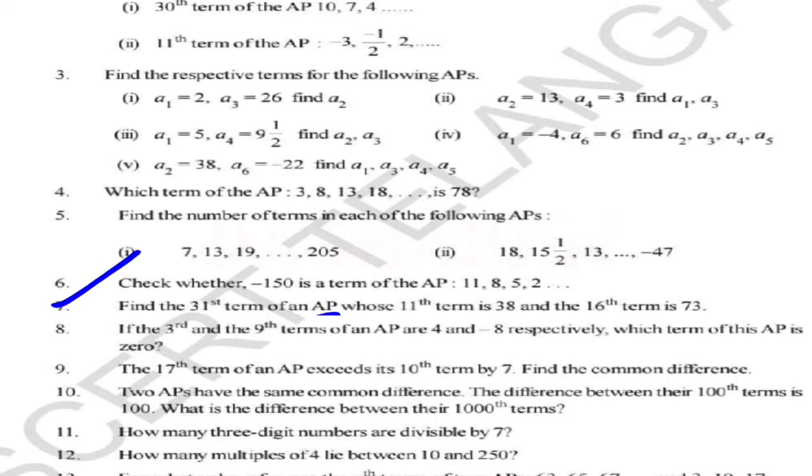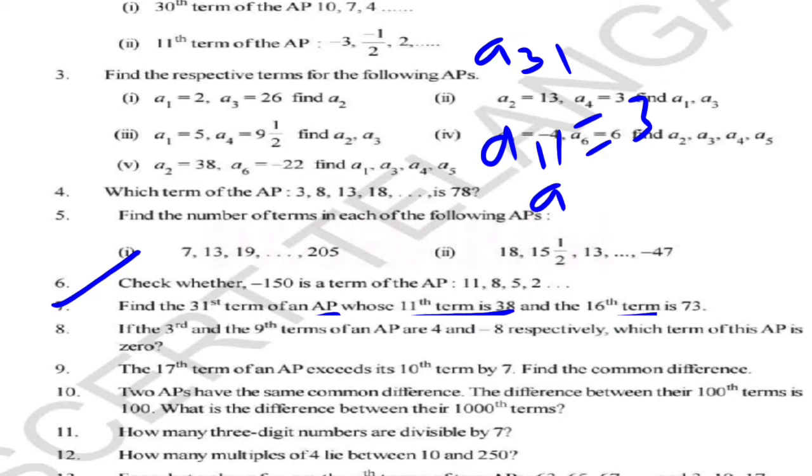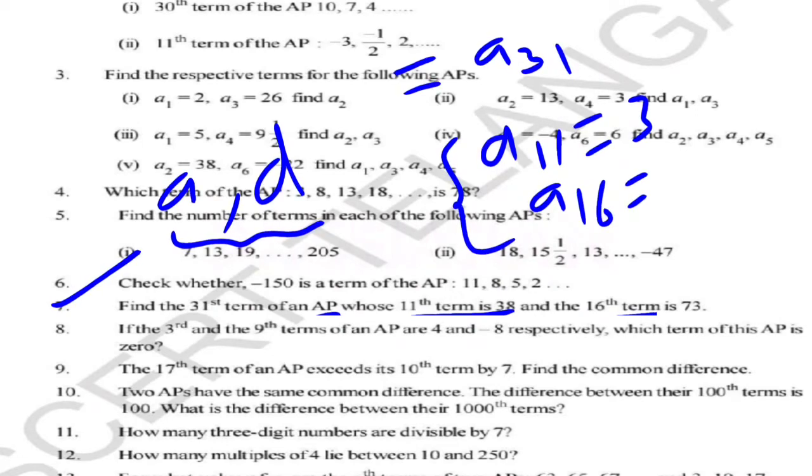Next, 7th question, find the 31st term of the AP. Find the 31st term, so that means A31. Okay, so the 11th term is 38, that means A11 equals 38, and the 16th term is 73, so A16 equals 73. So I think you understand how to solve this. Here you will get two linear equations. By using the elimination method, find out the A value and D value. Using the A and D values, you can find A31, that means A plus 30D. So same as the third bit of problems.